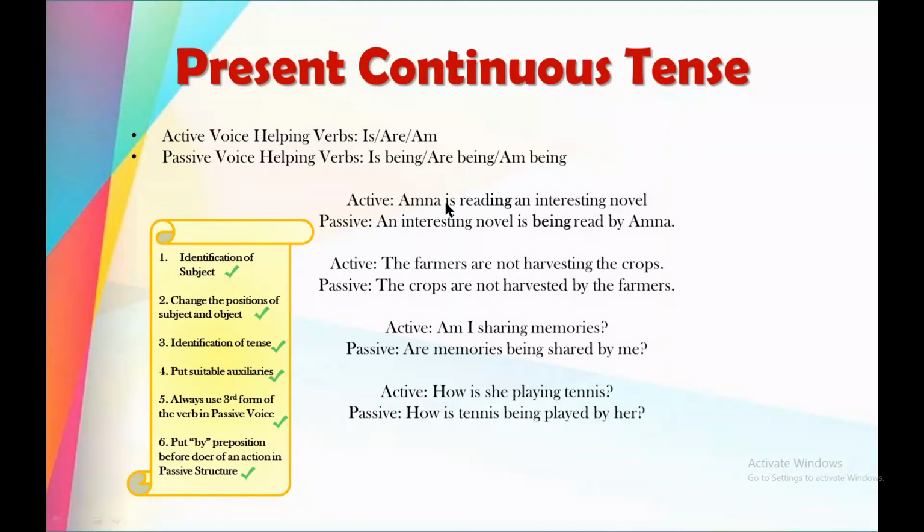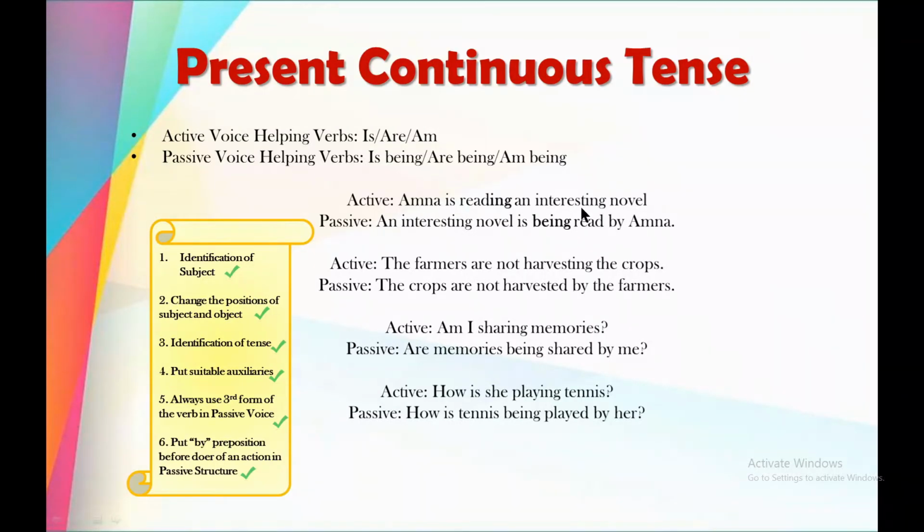You may be confused with the previous slide. We have used the third form of the verb with is, am, are. So now how can you recognize, is this the passive structure of present indefinite tense or the active structure of present continuous tense? You need to notice one thing. If is, am, are have the ing form, they would be the active structure of present continuous tense. But if they have the third form of the verb, you have to recognize them as the passive structure of present continuous tense.